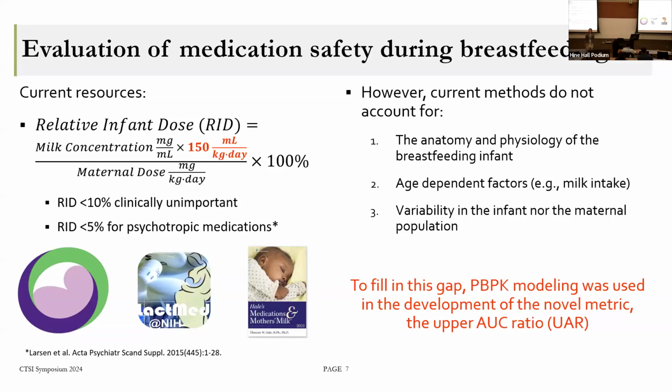So the idea that moms might have a pharmacogenotype that may lead to high concentrations in breast milk, and therefore maybe higher exposure in breastfeeding infants. To fill in this gap, we used PBPK modeling and leveraged it to develop this new metric called the UAR.